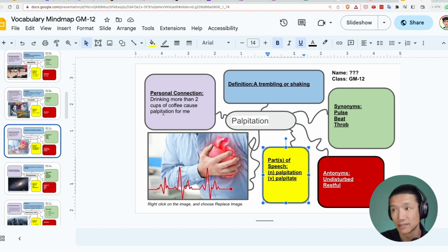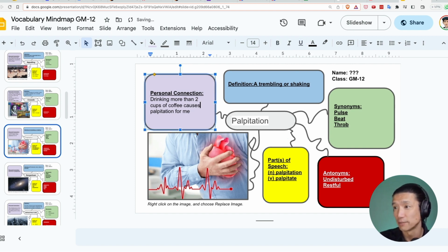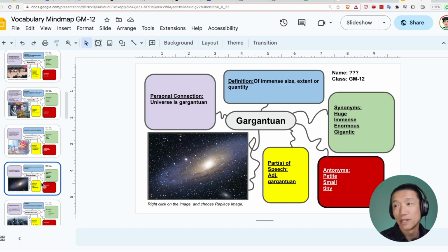It's a passive sentence. Drinking more than 2 cups of coffee causes palpitations for me. Let's always use the period. Okay. And the definition is a trembling or shaking, and it's often associated with this word heart. Okay. That's like the strongest connection. So great picture. Whoever you are.